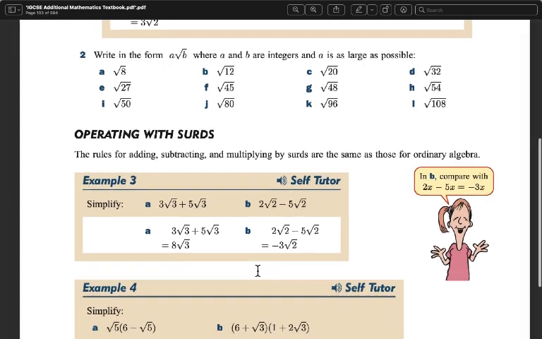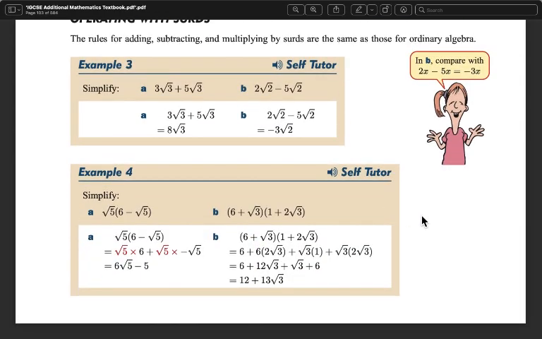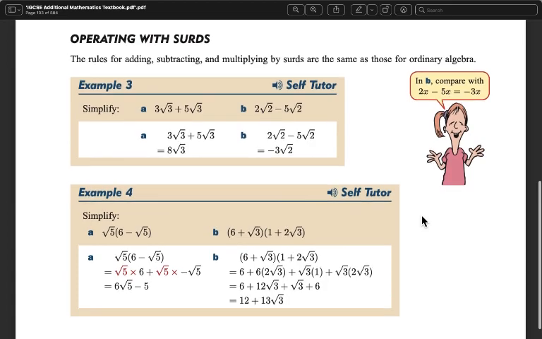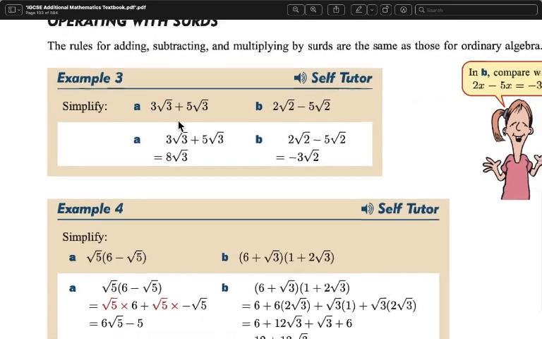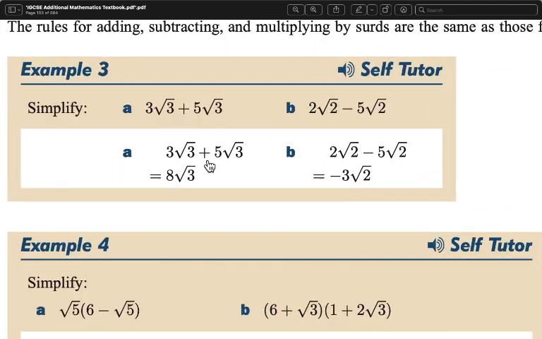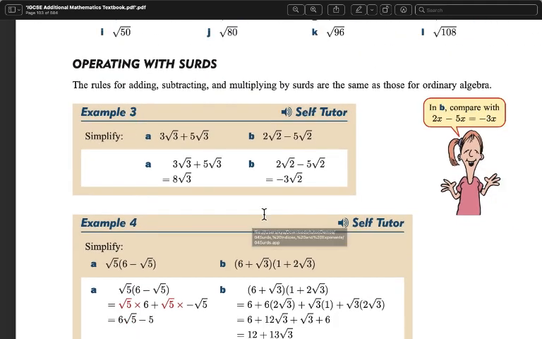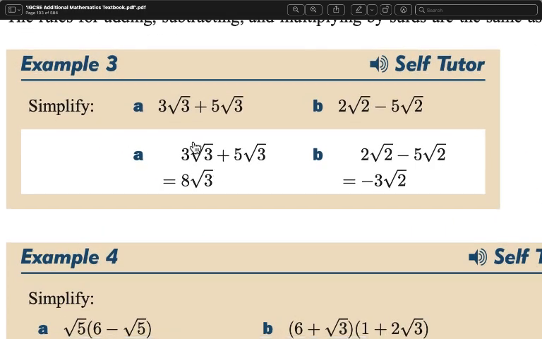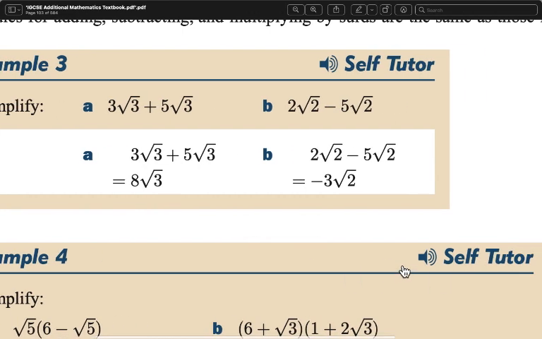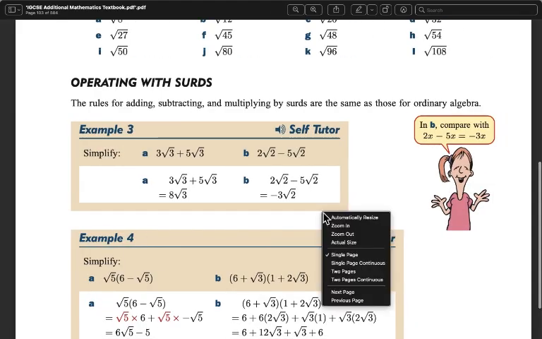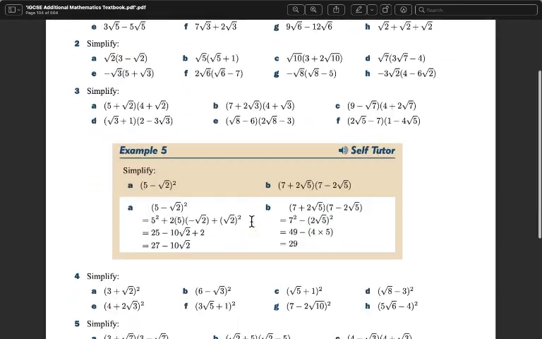Now let's look at some adding and subtraction of surds. When there is a coefficient in front of a surd, for example, 3 times the root of 3 plus 5 times the root of 3, then just as in algebra, you add the coefficients together and combine the like terms. 3 times the root of 3 plus 5 times the root of 3 will equal 8 times the root of 3. 2 times the root of 2 minus 5 times the root of 2 will equal minus 3 times the root of 2.